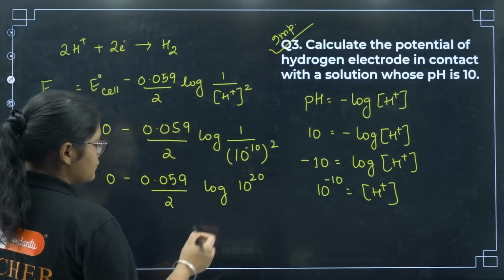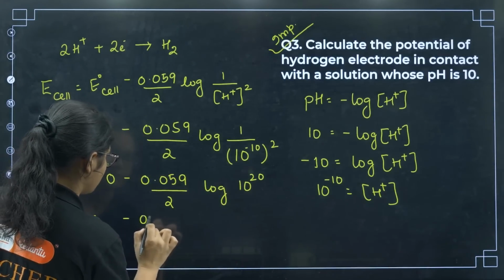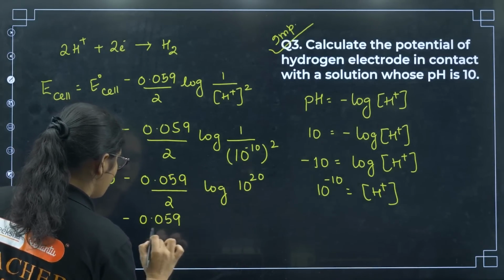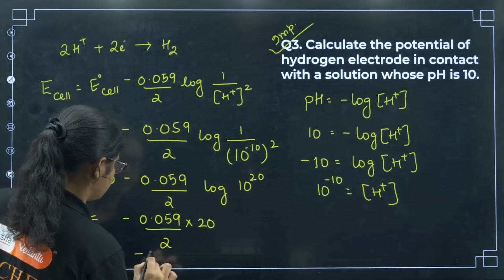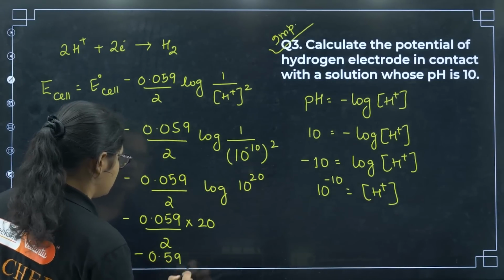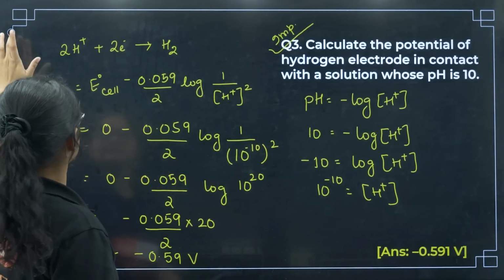Now I can write this as minus 0.059 by 2 into 20. So it will become minus 0.59 volt. So we will get this as the answer.